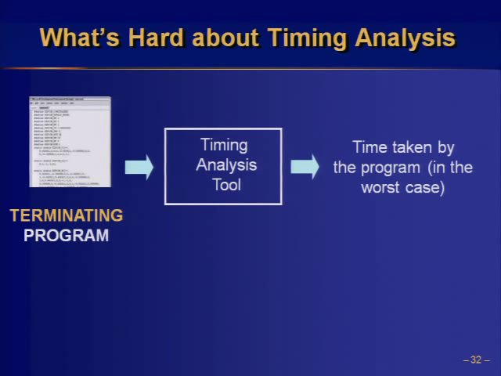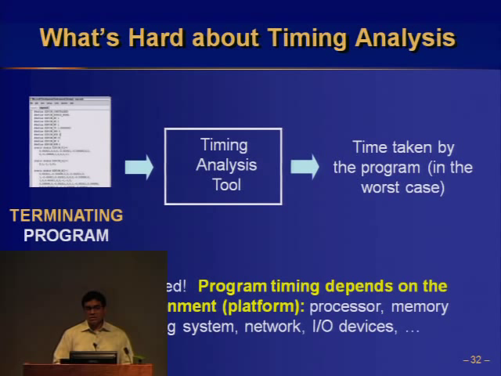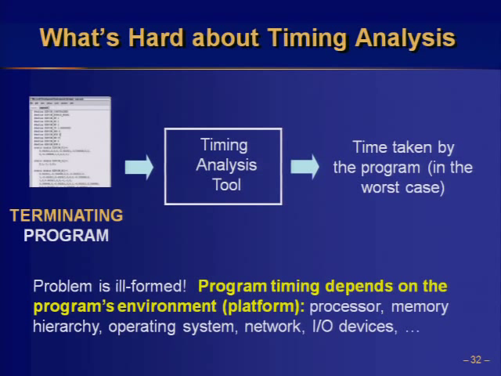The problem with this picture is that, as described, the problem is ill-formed. The reason is that the program timing depends not just upon the program, but heavily on the environment of the program. So it depends on the platform, which includes the microprocessor it runs on, the details of the memory hierarchy, possibly the operating system, and other threads that may be running. If the program talks to the network, it depends on delays in the network, and so on.